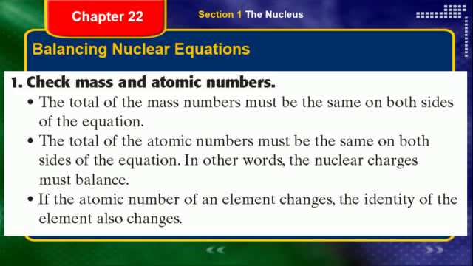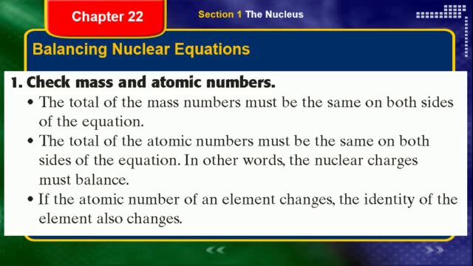When it comes to balancing a nuclear equation, there are a few things that we need to do. First thing you want to look at is the mass and atomic numbers. The rule here is that the total of the mass numbers on both sides of the equation have to be equal, right? Conservation of mass. Also, the total of the atomic numbers must be the same on both sides of the equation.